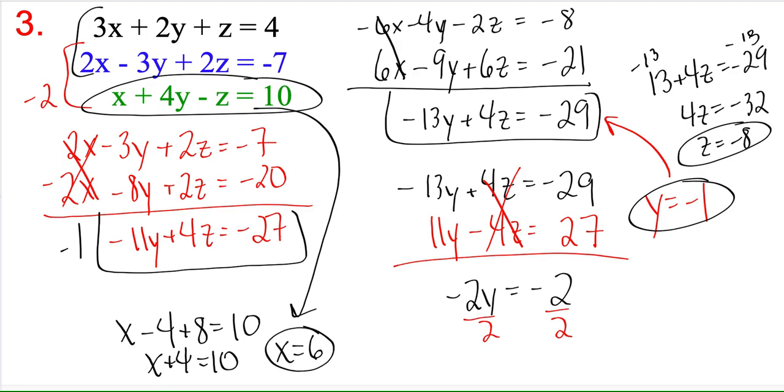All right, so it looks like we got 3 answers that worked out nice, and let's just write our final answer: 6, negative 1, and negative 8. That is our solution to this system of 3 equations. So it's neither an infinite nor a no solution case here. This one worked out. So good practice for that.